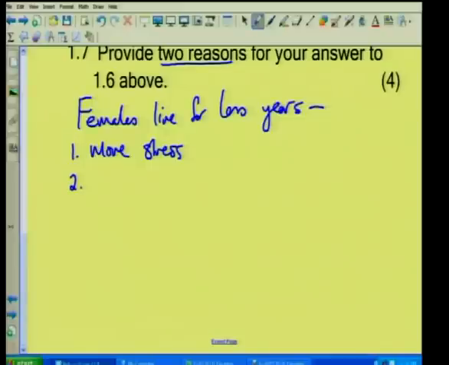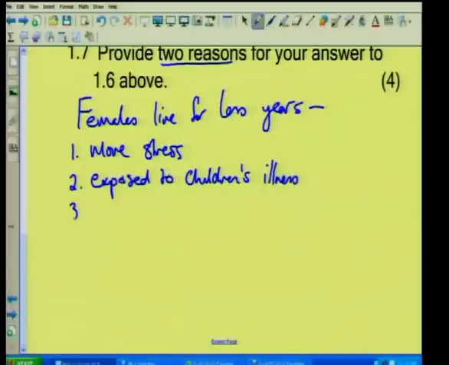Number two, they are exposed to children's illnesses. Okay, so every time the kids get sick, the moms are the ones that are there. All right, number three, malnutrition. Because remember, the men go off. They go and work wherever they're working, and they don't live with their families most of the time. The women are stuck with the kids. They have more stress. They're malnourished. They have very poor health care.